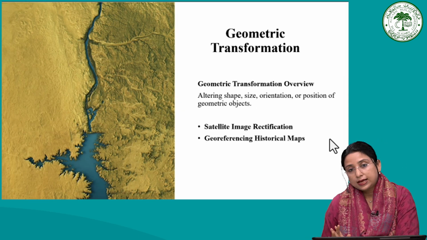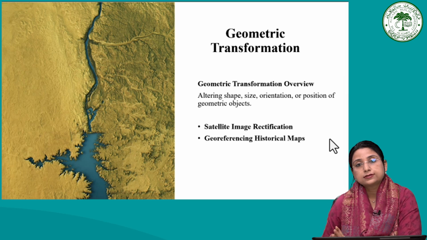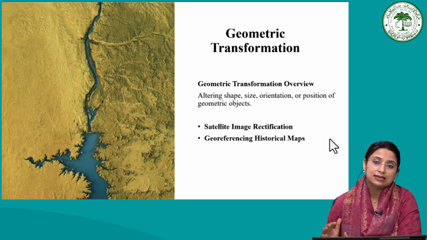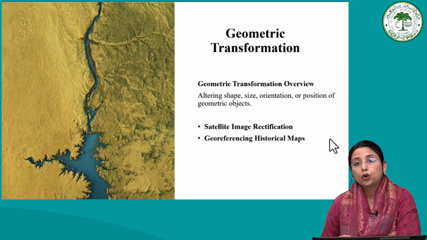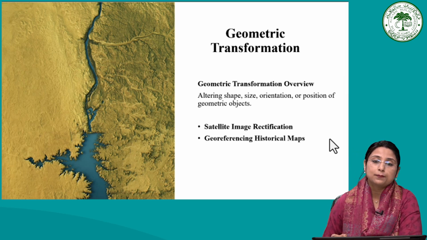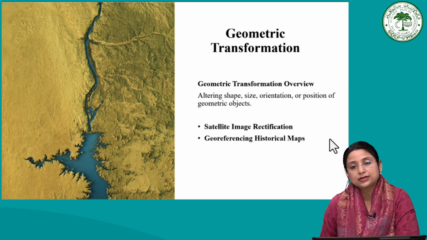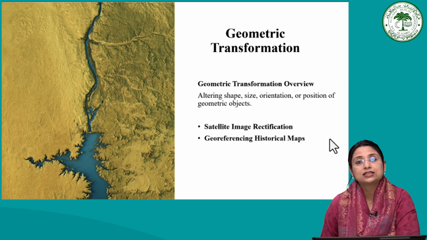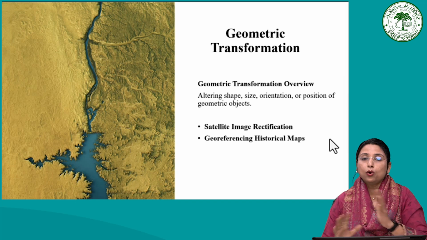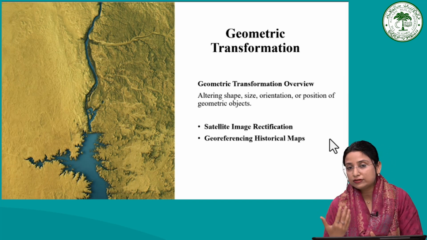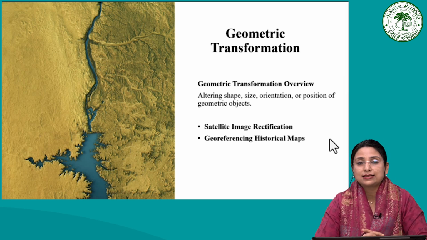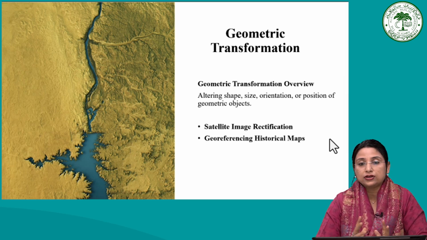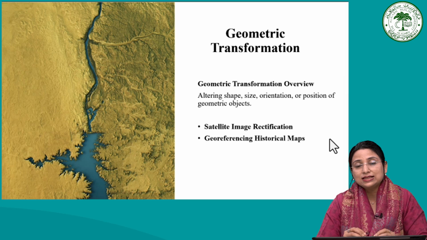Geometric transformation involves the process of altering, or some sort of modification in shape, size, orientation, or even the position of the geometric objects or features within a spatial data set. It means all types of alterations, whether we are dealing with shape, size or orientation, are taking place within the spatial data sets.